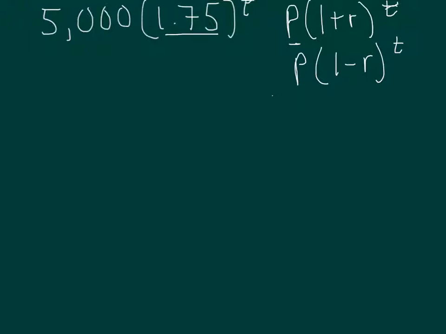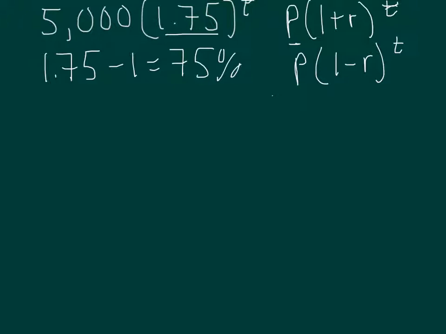So if we want to find the yearly interest rate here, we're just going to take 1.75, and since we added a 1 to get the interest rate, we're going to subtract 1. So our interest rate is 75% for a yearly interest rate. But we're not interested in that. We're interested in finding the monthly interest rate.